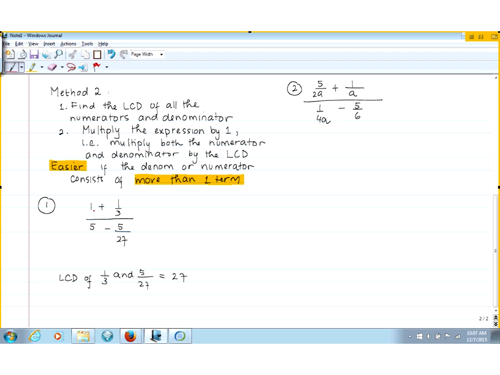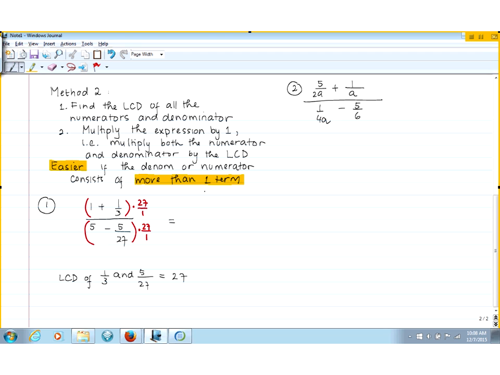So what we're going to do is multiply each one of them by 27. So the top I will multiply by 27, and the bottom I will multiply by 27. I'm practically multiplying the top and the bottom by 1, because 27 over 27 is 1.